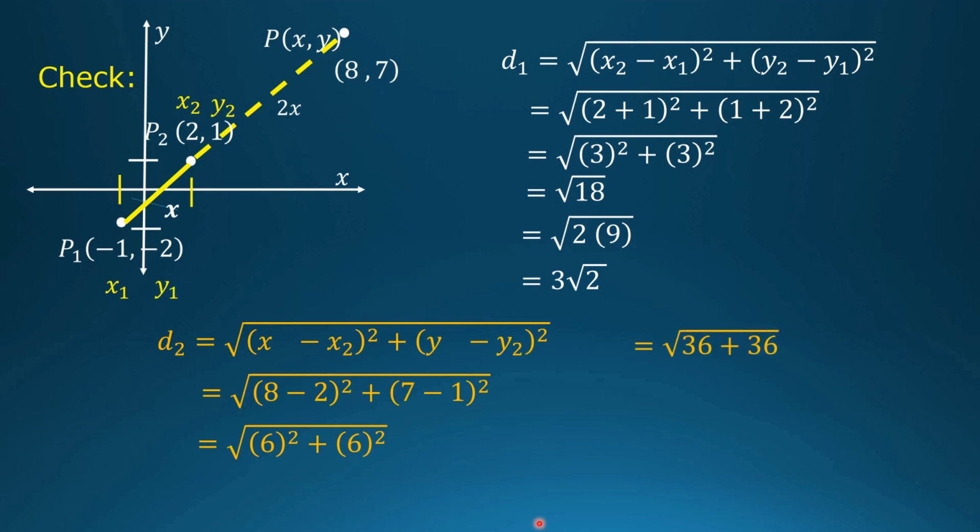This is now equal to the square root of 36 plus 36, which is the square root of 2 times 36. And the square root of 36 is 6, so we write that outside the symbol of square root. So we have 6 square root of 2. Notice that if we multiply 3 square root of 2 by 2, we are going to get 6 square root of 2. According to the problem, the length of the extended segment is twice the length of the original segment.